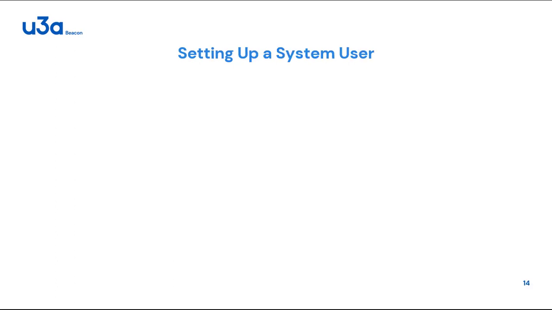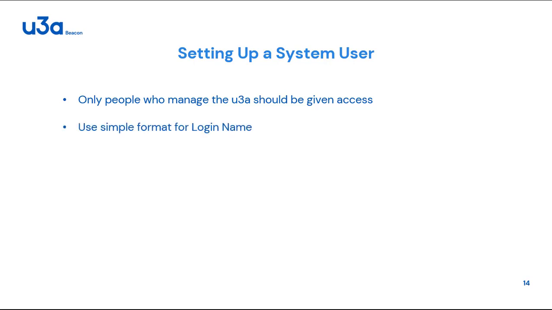That concludes this overview of setting up system users. Only people involved in running the U3A who need access to members' details or financial transactions should be given access as system users. Use a simple format for the user's login name, such as initial and surname with no spaces. Copy the user's temporary password without leading or trailing spaces. You need to send this to the new system user so they can log in.